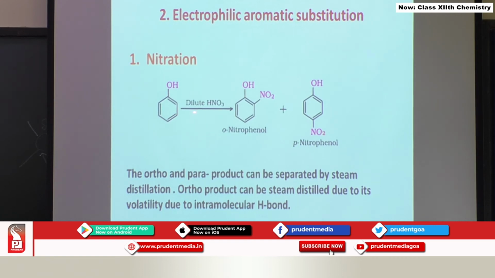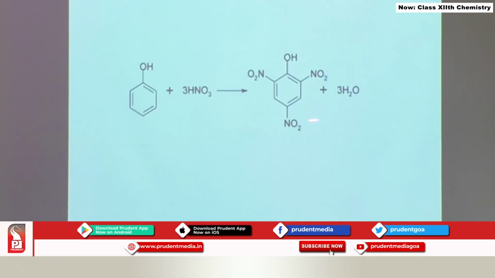Nitration is carried out in this reaction, and dilute nitric acid is used. You are going to get two products over here, orthonitrophenol and paranitrophenol. Orthonitrophenol can be steam distilled due to the presence of intramolecular hydrogen bonding between NO2 and OH. But if you carry out nitration of the same phenol under concentrated conditions, then you are going to get picric acid, which is also called 2,4,6 trinitrophenol. In this case, all ortho and para positions are replaced by the nitro group.